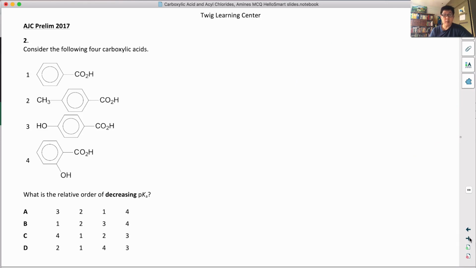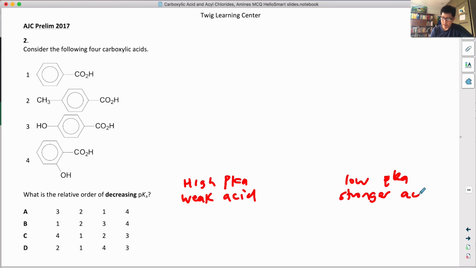Okay, consider 4 carboxylic acids. Which is the relative order of decreasing pKa? So actually what they're trying to say is from high pKa to low pKa. High pKa means a weak acid, going to a stronger acid. All right, so which is the strongest acid?